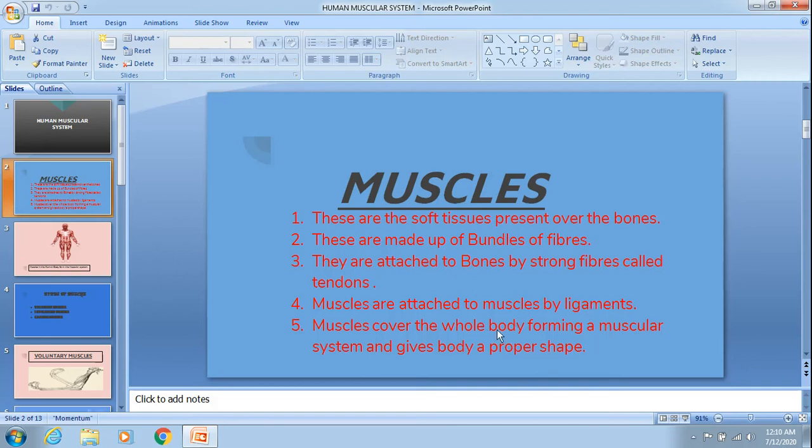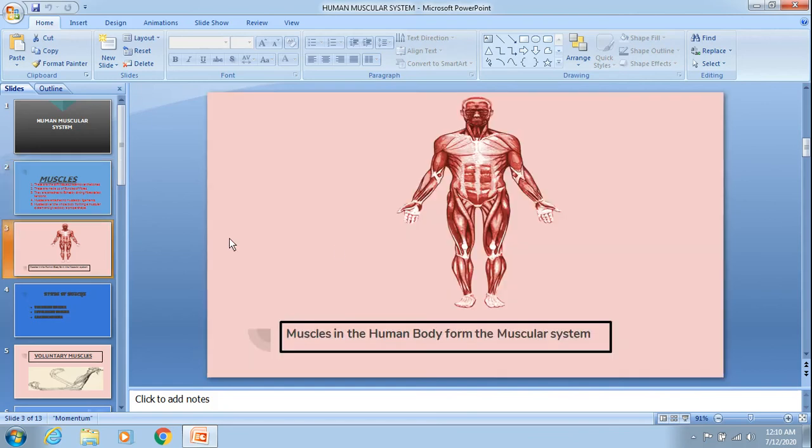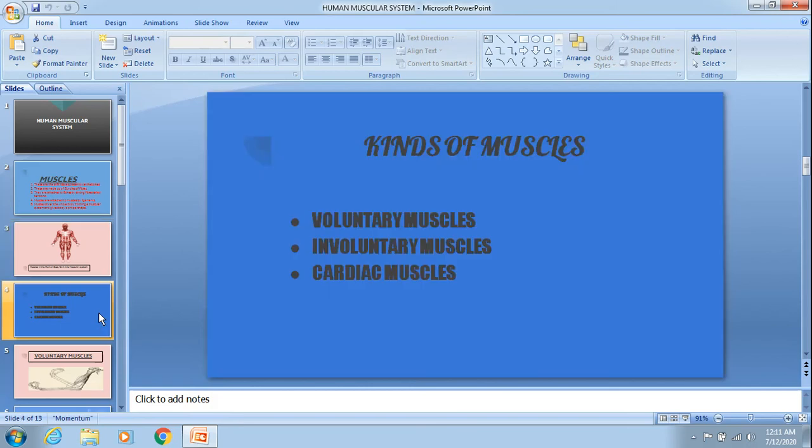Now, muscles cover the whole body, forming a muscular system, and give the body a proper shape. So these muscles are basically running throughout our body and they help in giving it a proper shape. You can see it very well in this diagram that the entire human body is covered with so many muscles, starting from your facial muscles, then the muscles in your arms, then in your legs and the other body cavity. So they entirely form a network or a cage-like structure.